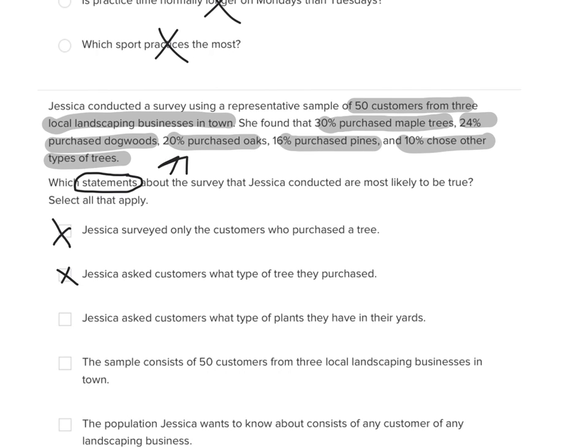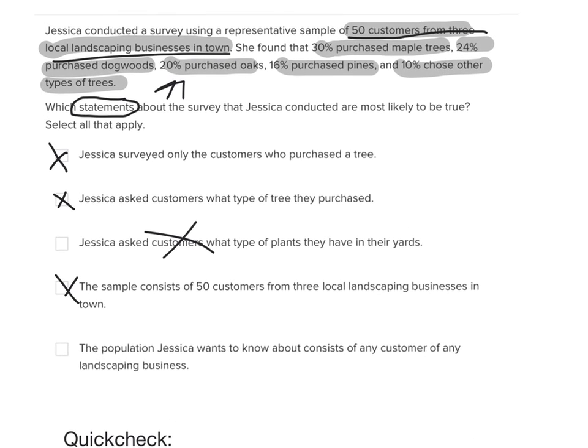Jessica asked customers what types of plants they have in their yard. No. The sample consists of 50 customers from 3 local landscaping businesses. Yeah, 50 customers, 3 local landscaping businesses. There it is. All right. Oh, and another question. Almost missed it.